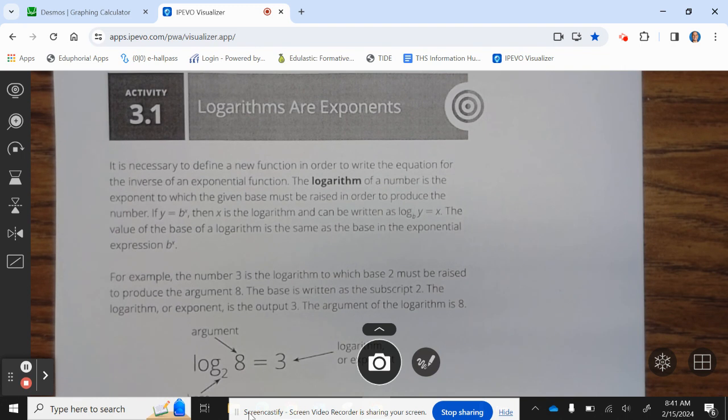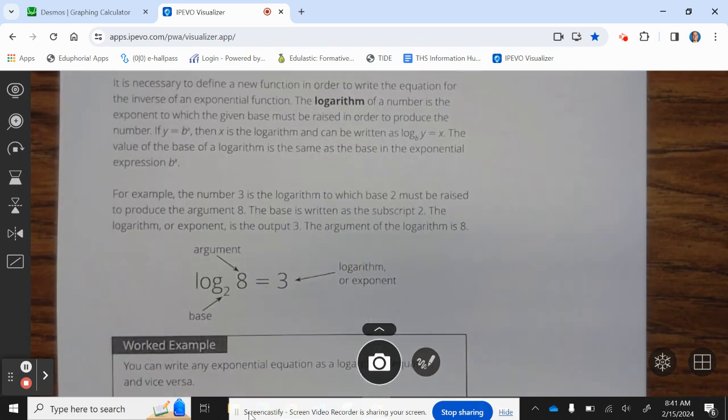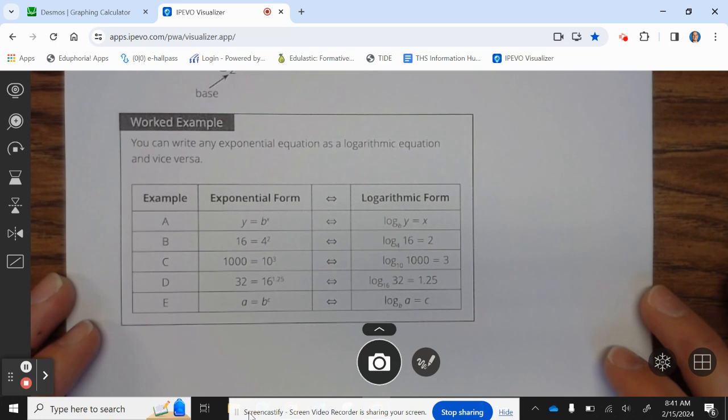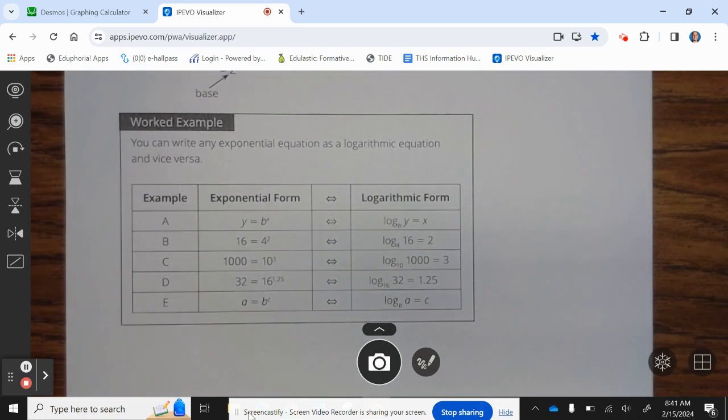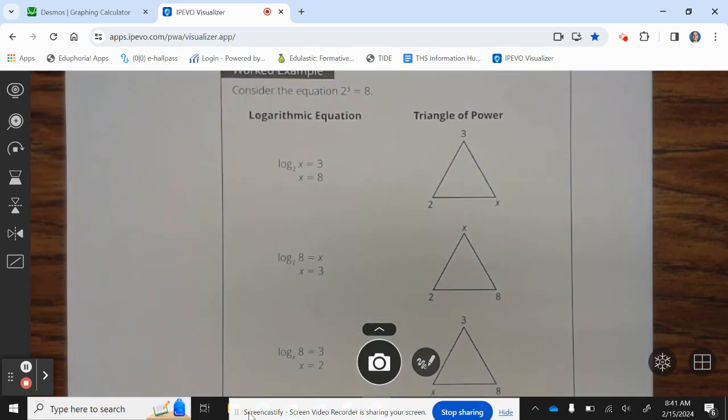The value of the base of a logarithm is the same as the base in the exponential expression b to the x. For example, the number 3 is a logarithm to which base 2 must be raised to produce the argument 8. The base is written as a subscript 2. The logarithm or exponent is the output 3. The argument of the logarithm is 8. Go ahead and look over the worked example. All right, let's take a look at the next page.